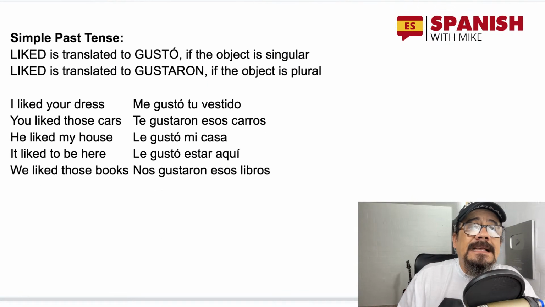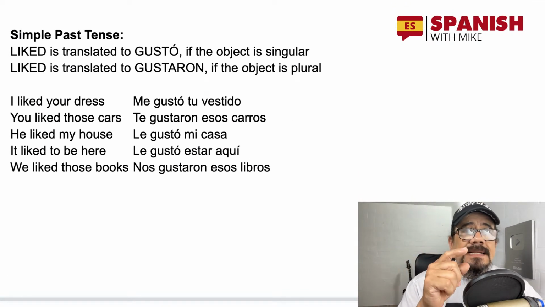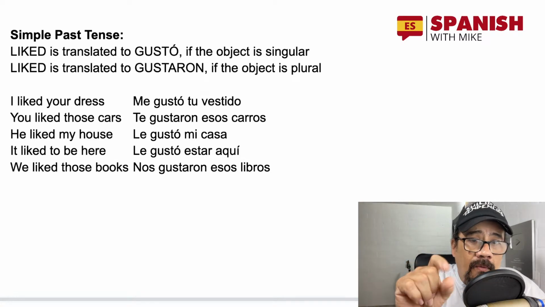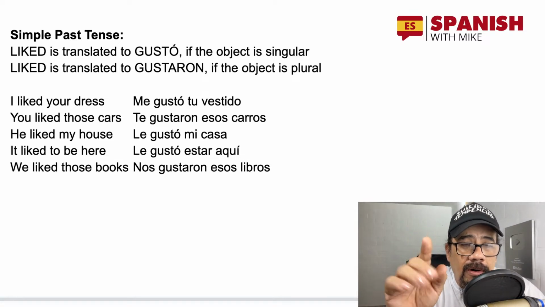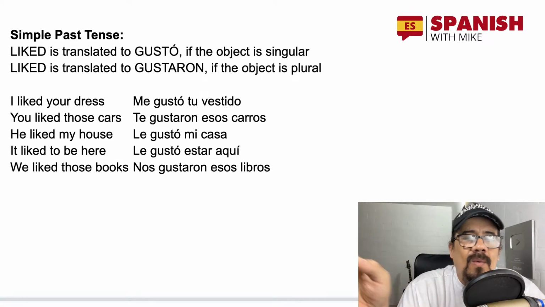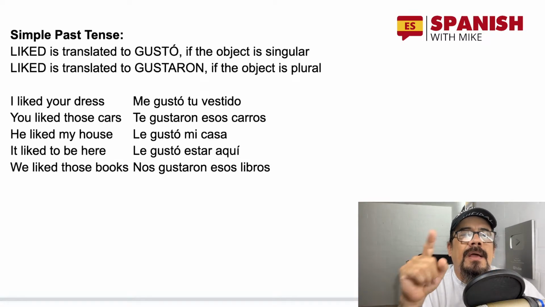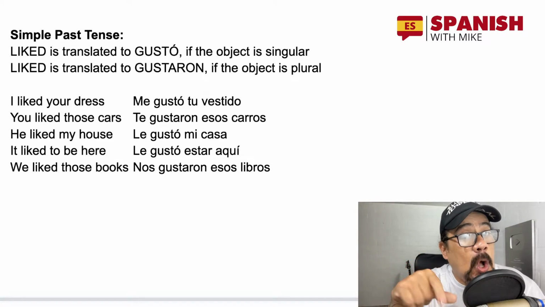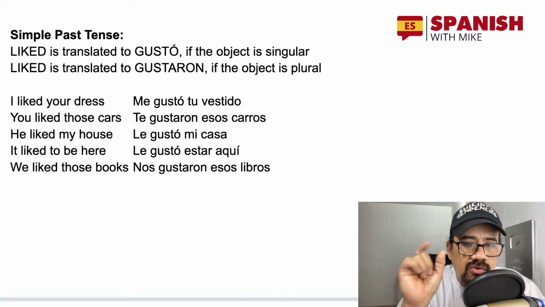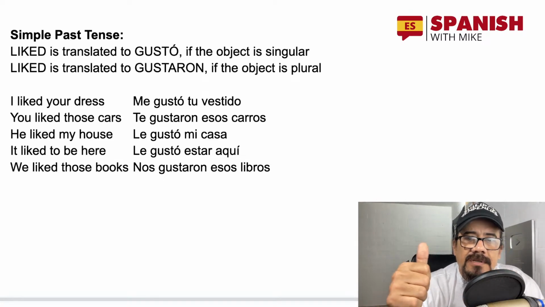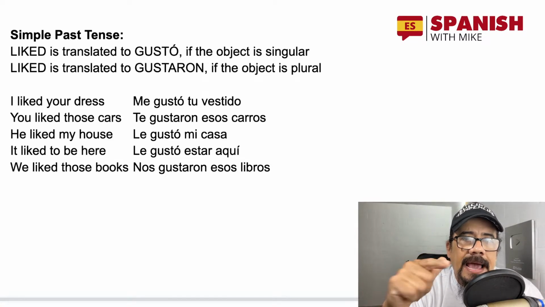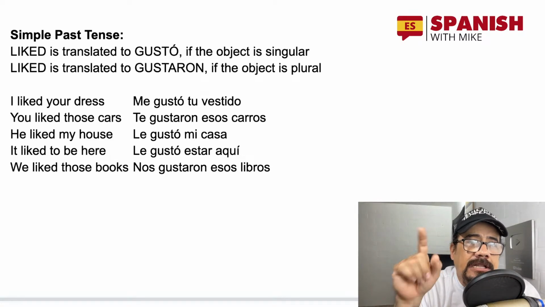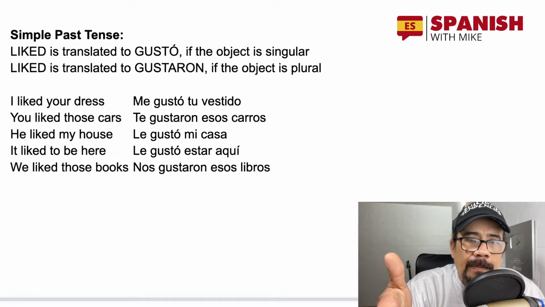How about the simple past tense? Liked would be the verb in English. In Spanish, gustó for singular, gustaron for plural. Remember, it doesn't matter the subject. This is the conjugation. So if I say, I liked your dress, I say, me gustó tu vestido. Remember, I have to keep the structure for an affirmative sentence. First, the indirect object pronoun, then the verb, and then the object. Me gustó. The verb is easy. You liked those cars. Te gustaron esos carros.